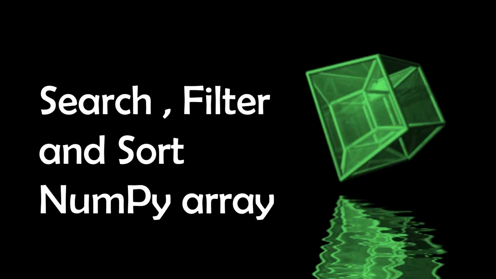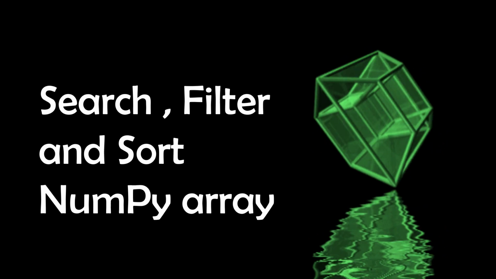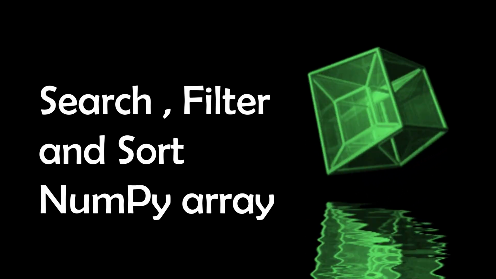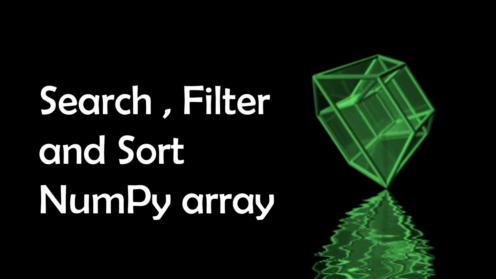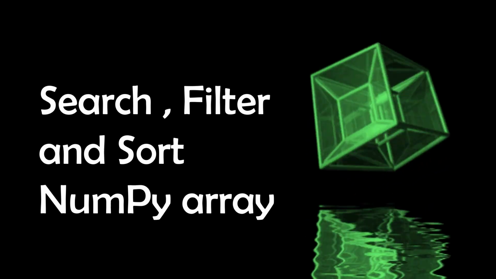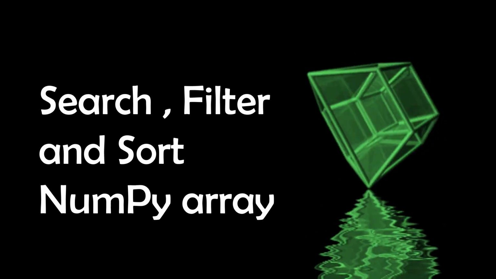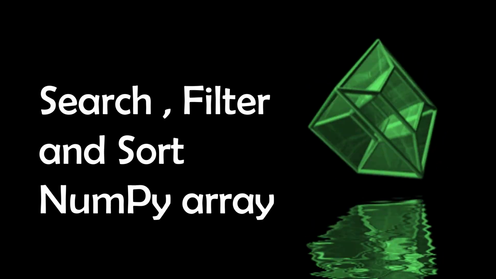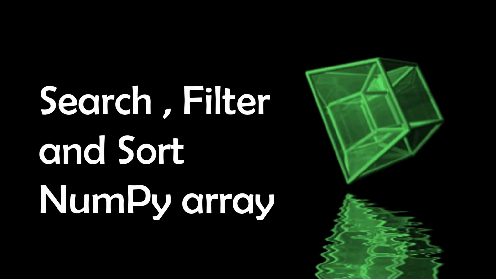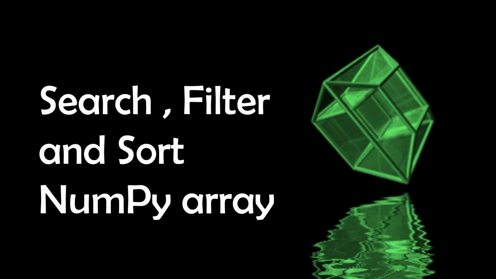Search, filter, and sort operations are some of the common operations performed on NumPy arrays. Search operation involves looking for a specific value or element within a dataset. Filter operation involves selecting a subset of data that meet specific criteria or conditions. Sort operation involves arranging data in a particular order, either in ascending or descending order. We will take a look into each of these operations now.